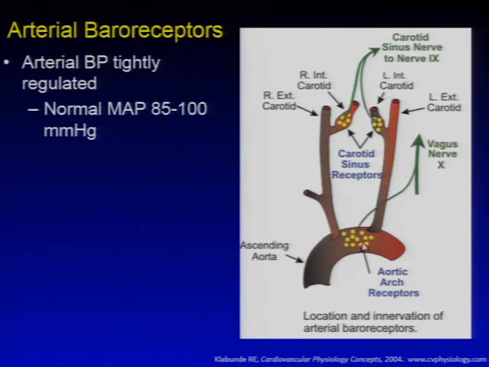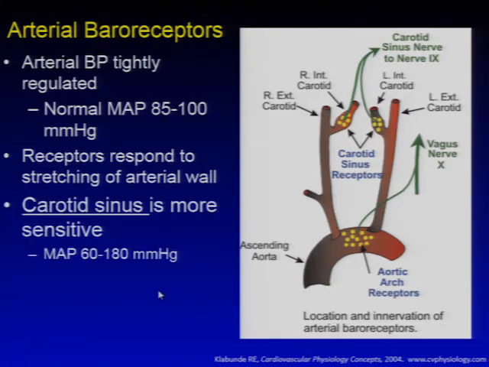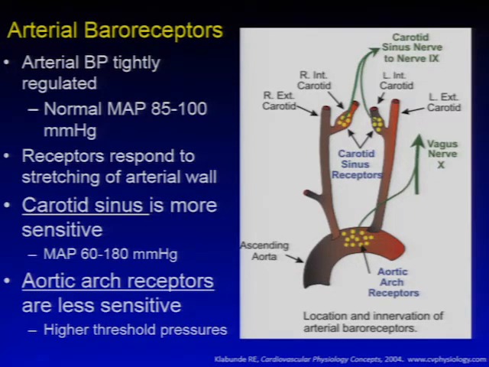And you can see from this chart that the carotid baroreceptors are located at the carotid bifurcation, and the aortic arch receptors are within the aorta. How these receptors respond is if there's stretching of the arterial wall, there's a change in the firing of the impulses that are sent back to the brain. The carotid sinus is much more sensitive to blood pressure changes in the range of 60 to 100 millimeters of mercury, whereas the aortic arch receptors are less sensitive. It takes a much greater swing in blood pressure in order to induce firing of these receptors.